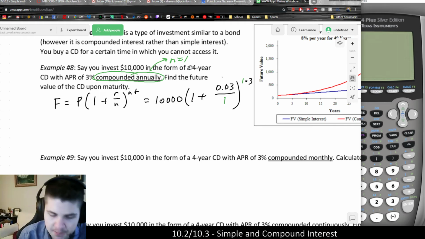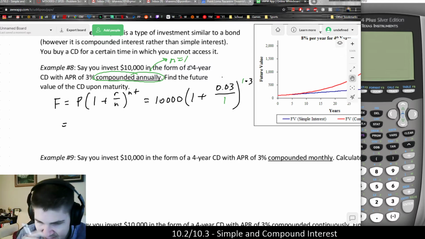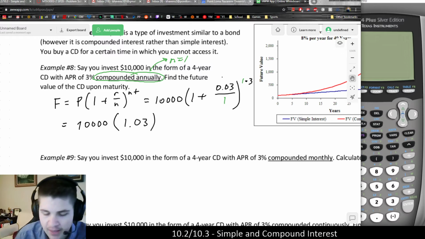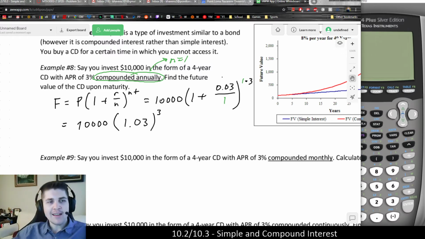But in this case, if we do a little bit of this math, we're going to have 10,000 times 1 plus 0.03, which is just 1.03, and dividing it by 1 doesn't do anything, and then raising it to the 3 times 1 power is just 3. So notice this is very similar to the example from the first video. I'm just going to take my principal and multiply by 1.03 every year. So over 4 years, whoops, sorry, t should be 4, not 3, so I made a boo-boo.